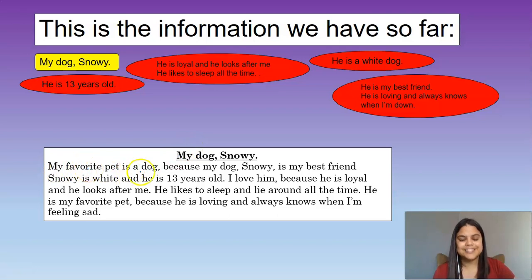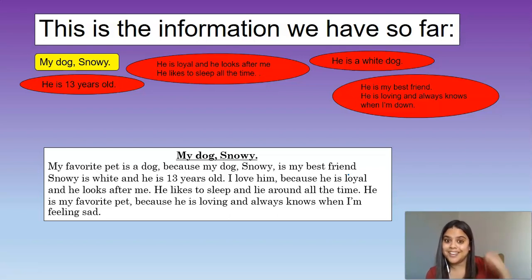my favorite pet is a dog because my dog Snowy is my best friend. So you can see that when I started my paragraph, I thought of the topic that was given to me and I started that as my topic sentence because a topic sentence starts the paragraph, okay? And my heading is over here, my dog Snowy. My favorite pet is a dog because my dog Snowy is my best friend. That sentence is answering the question.